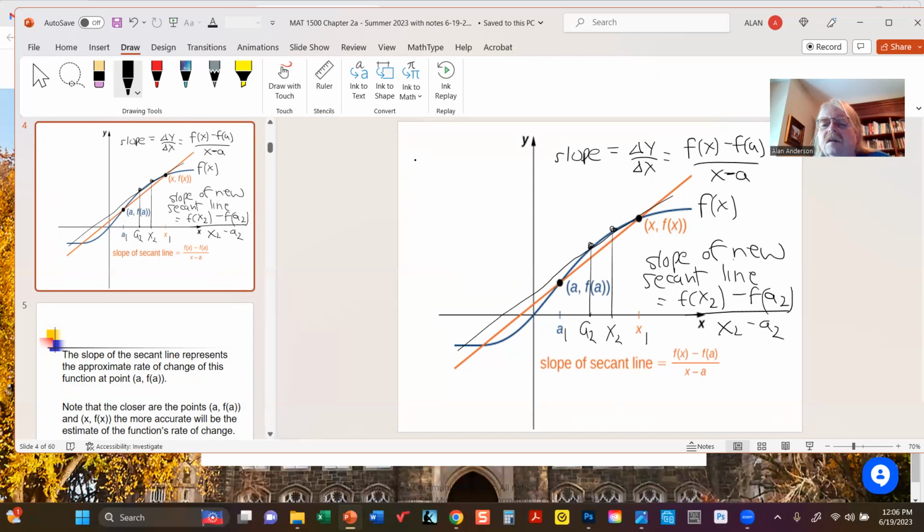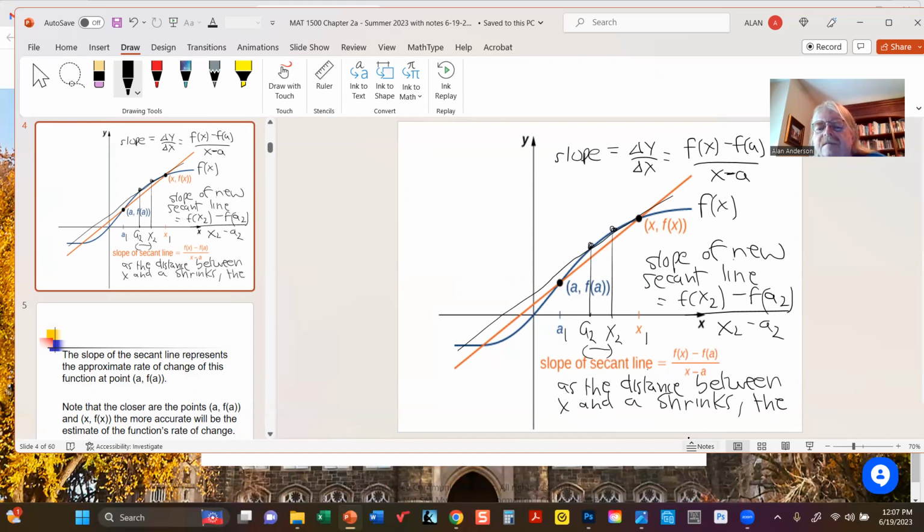So in other words, this red line is not really that close to the curve. The second secant line is a little bit closer because a2 and x2 are closer to each other. So what's going to happen here is that if the distance between these two continues to shrink, the secant line will eventually become a tangent. It will exactly touch the curve at that one point.